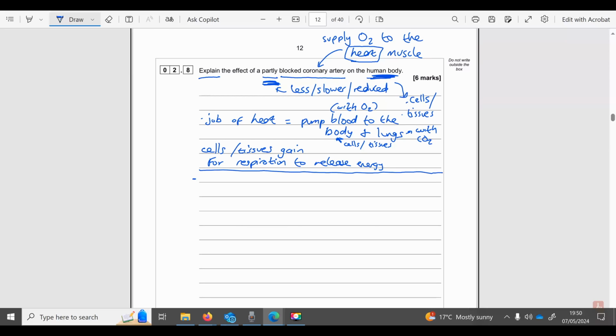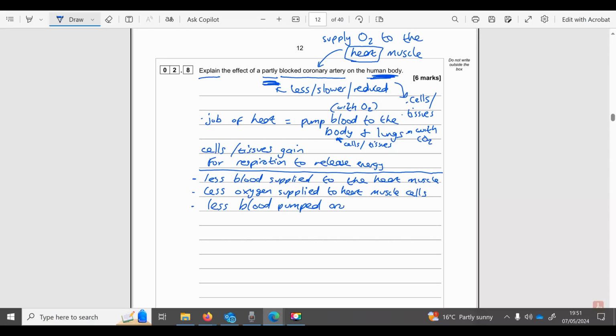the actual jobs here. So all we can do now is we can think, if it's partly blocked, what are the issues? So first thing then, as we said, the job of the coronary artery is to supply oxygen to the heart muscle, so there'll be less blood supplied to the heart muscle. What's the consequence of that now? Less oxygen supplied to the heart muscle cells.